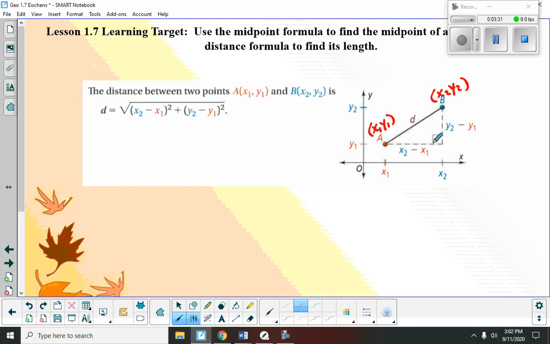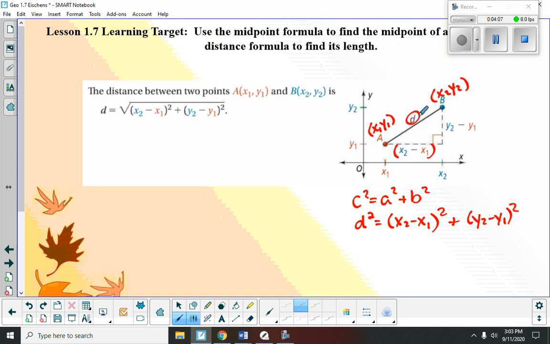So this forms a right triangle. So using the Pythagorean theorem, okay, we don't know the length. Well, this is D, so I'm going to write D instead of C. So this side is called D. And for the side of the triangle, A, it is x2 minus x sub 1, and that's squared. And then this side is y sub 2 minus y sub 1, and that's squared.